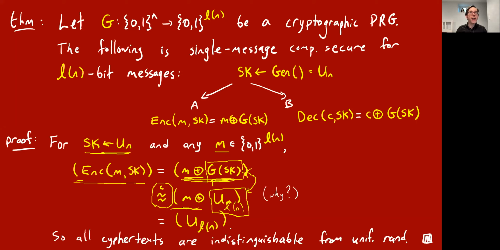And now it's a fact that for any fixed string M, if you XOR it with a uniformly random string, that's exactly equal in distribution. It's 100% indistinguishable from a truly random string. Okay, so that shows that every encoding is computationally indistinguishable from a truly random string. So all pairs of messages have indistinguishable encodings. Okay, I hope that was clear. If you have any questions, do ask.